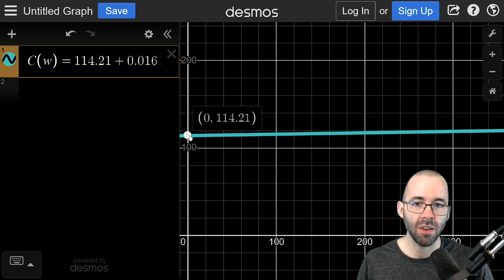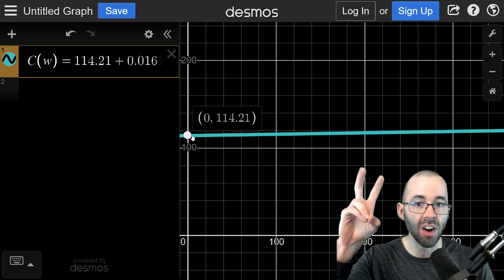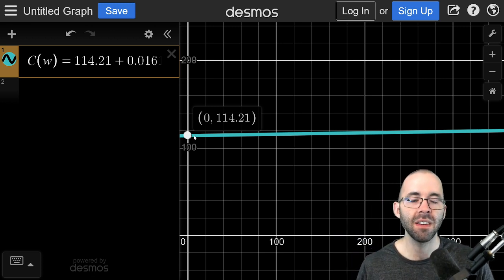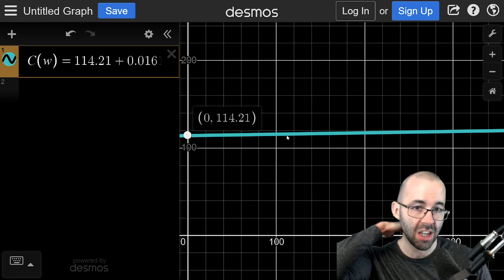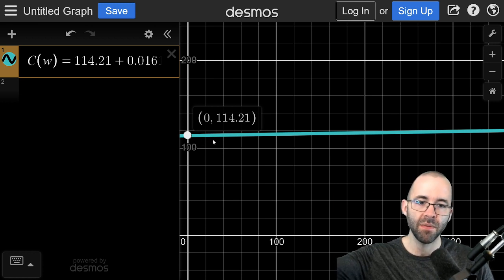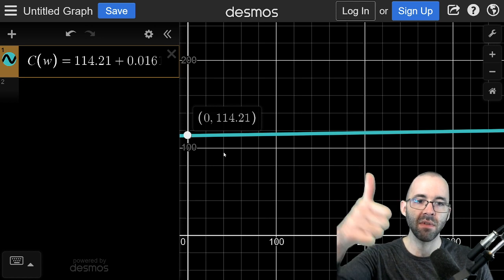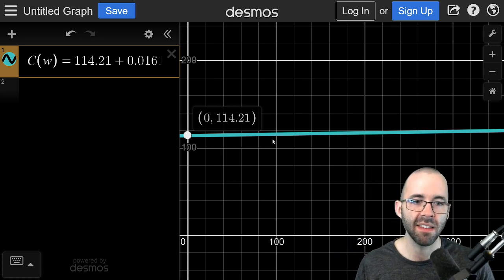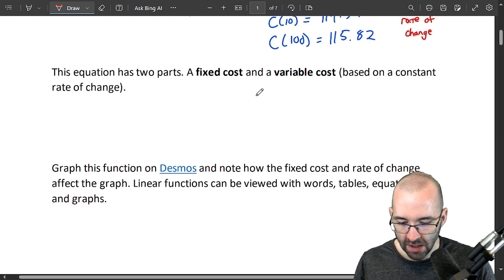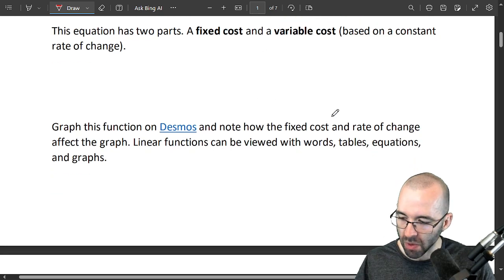Notice that when the input is 0, we start at $114.21. That's the fixed cost, the starting value, the y-intercept. Okay, and then the slope is where that variable, that rate of change, comes from. Every gallon of water I use, every gallon we go to the right, we're going to go up by like 1.6 cents. That's kind of hard to see here. But that's how things are sort of related on that front. So that's kind of what we're going for.